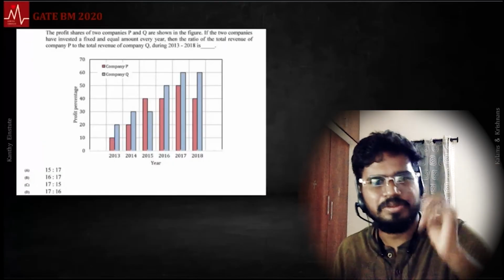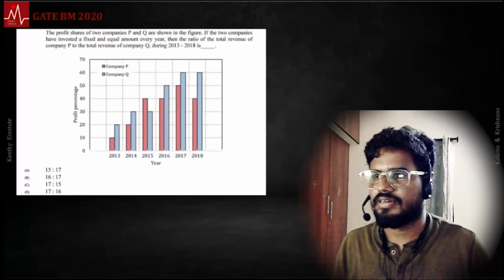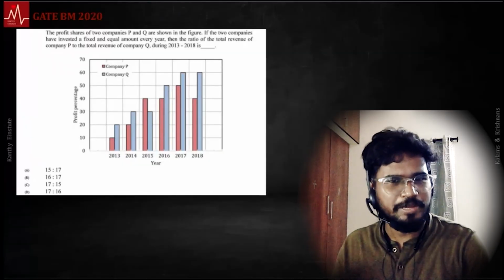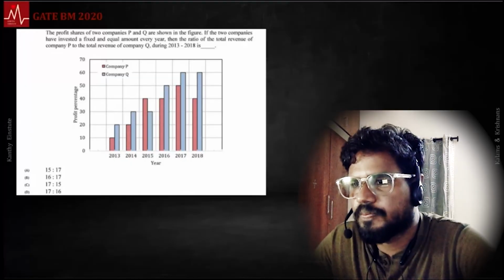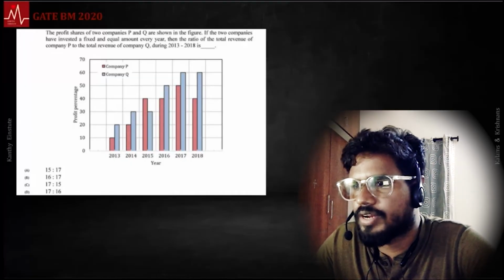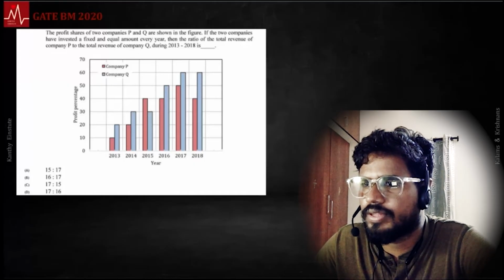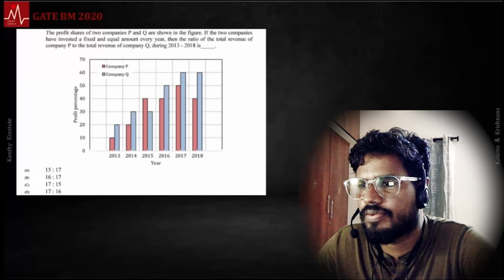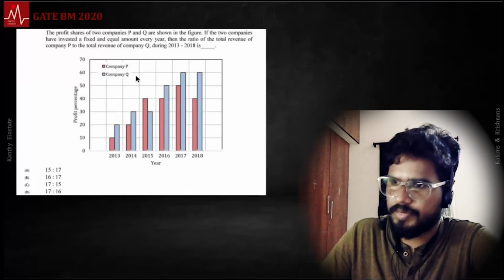So information is provided in text format, in figure format, sometimes in table format. Information is provided, you are answering. So the ratio of total revenue of the company P to the total revenue of company Q during this. Ratio of total revenue. What is given is profit percentage.